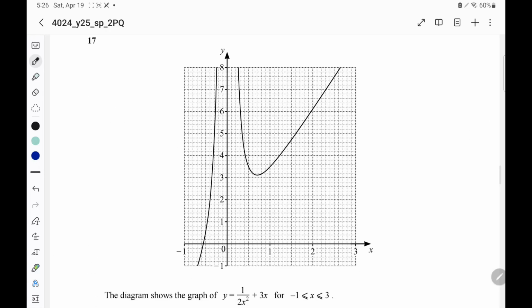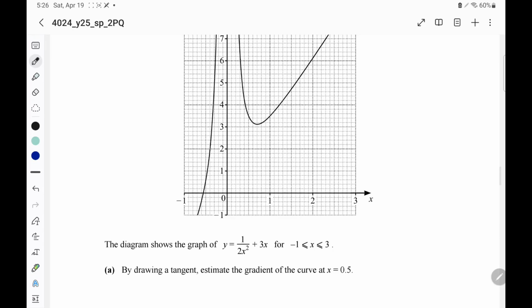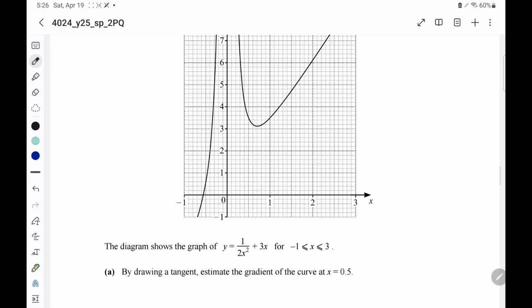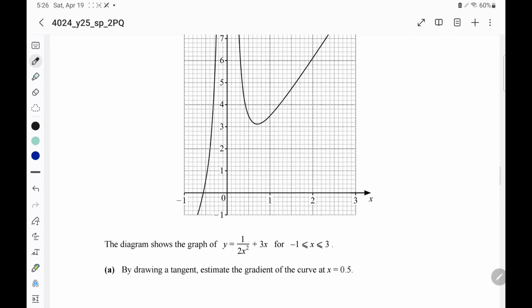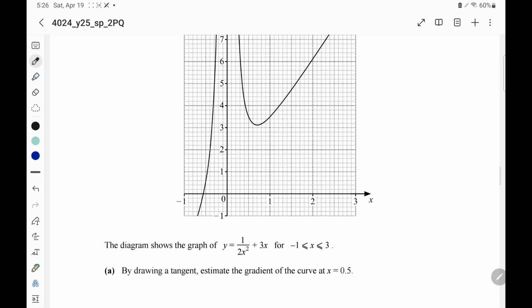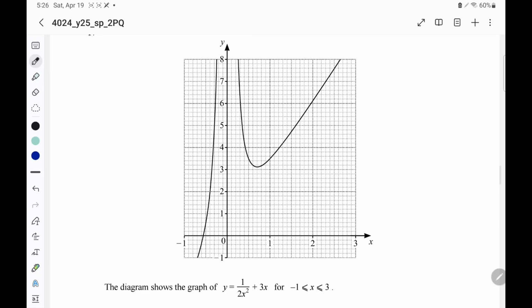Now question number 17. In the 17th question, graph is already drawn. Okay, the diagram shows the graph of y is equal to 1 upon 2x square plus 3x minus 1 2 3. It's already drawn. It's reciprocal function we can see in this question. So by drawing a tangent, estimate the gradient of the curve at x equals 0.5. So we will just draw the tangent at this point 0.5. So you can check this one is 0.5. So you know how to draw the tangent. So you can draw the tangent at this point.